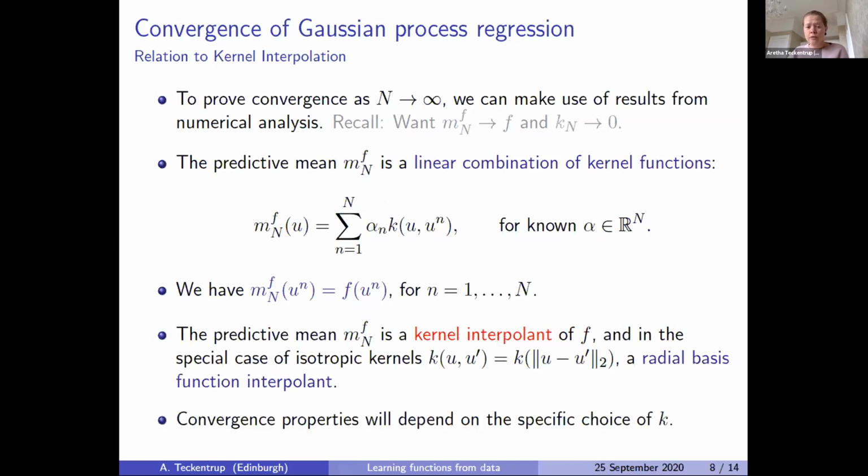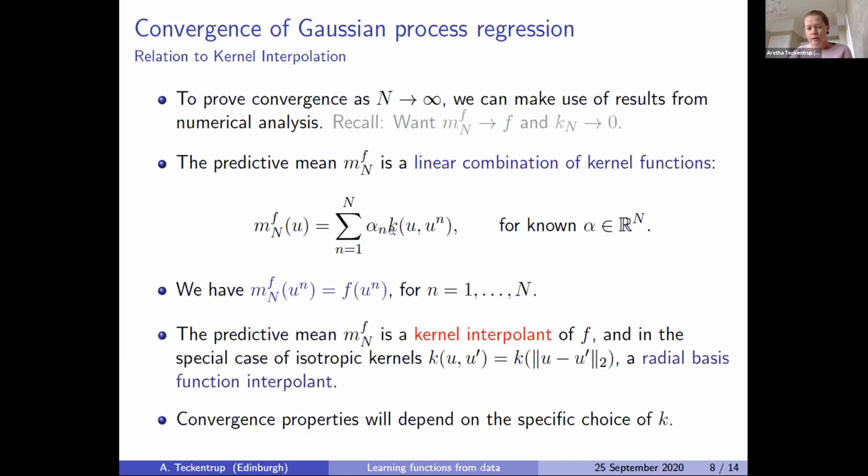Okay. So once you have these properties, so once you know that the mean is really just a kernel interpolant of your function, then you can use known results from scattered data approximation and radial basis function interpolation. The convergence properties that you get will depend very much on the specific choice of the covariance kernel k. Right?